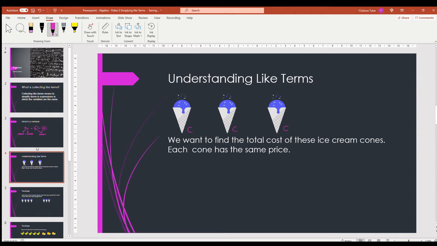Now, because we want to know the total cost of the 3 ice cream cones, we need to add them. These are like terms, C plus C plus C. Therefore, we can collect and simplify, which would mean it's the same as 3C. This is now in its simplest form.